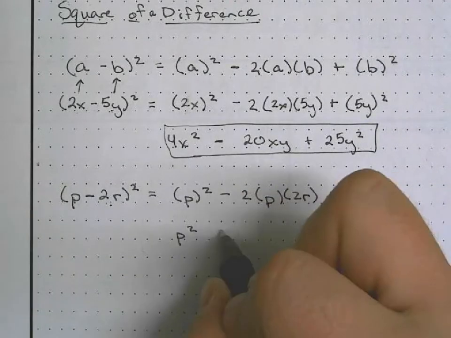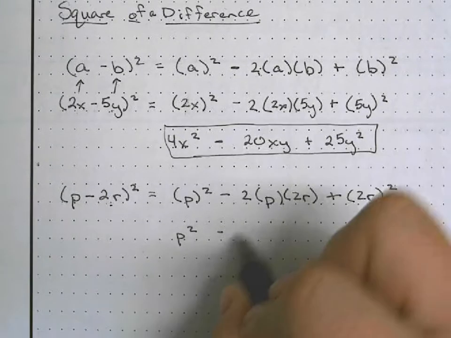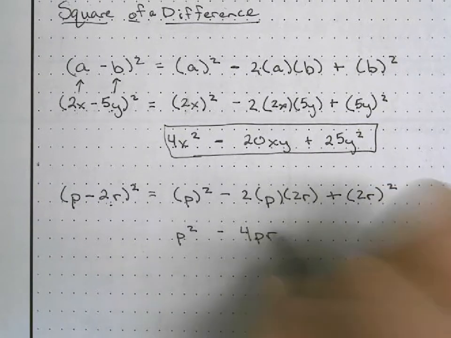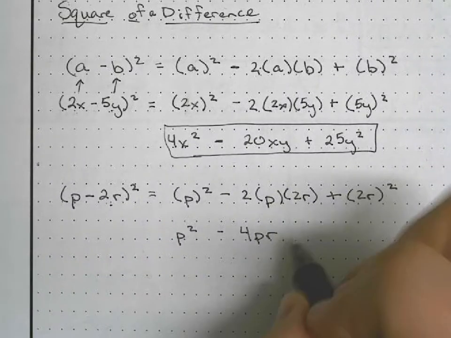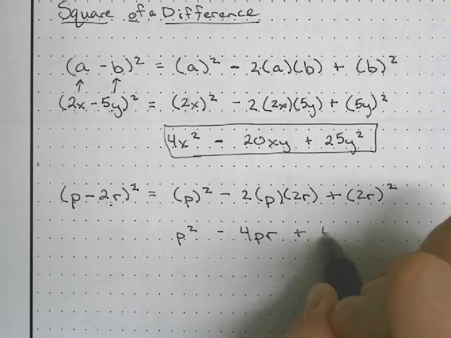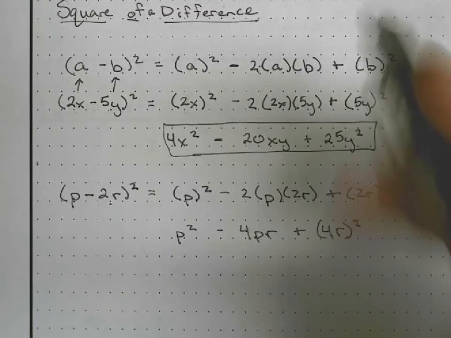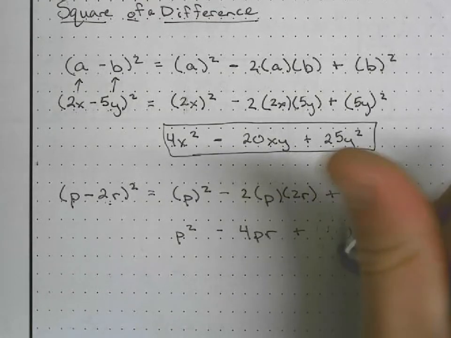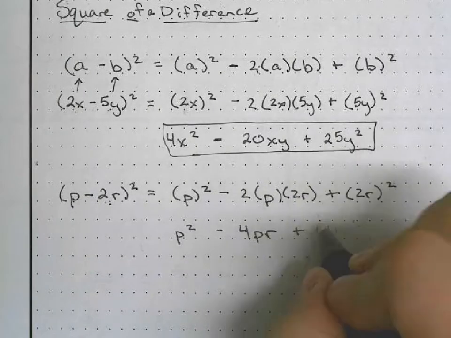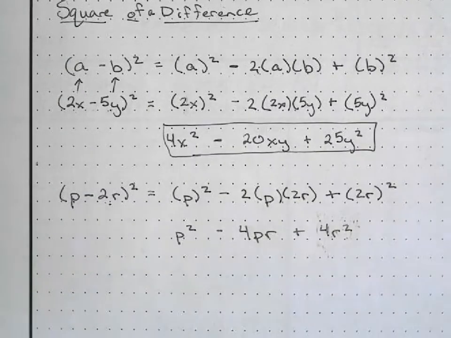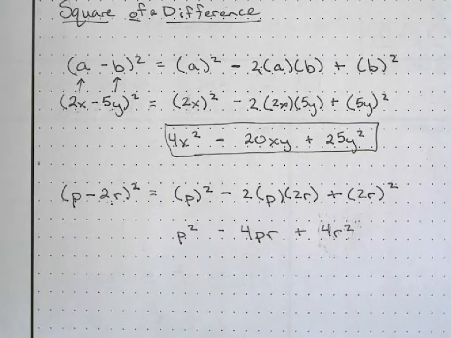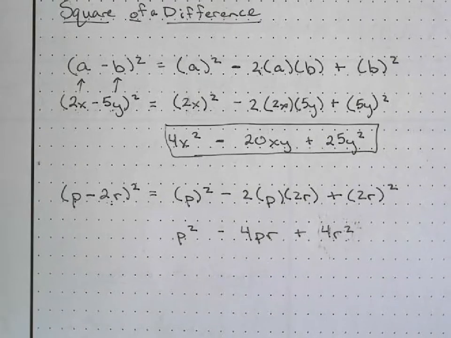Simplifying, we get p squared minus 2 times p times 2r would be 4pr plus 2r squared would be 4r squared. No parentheses. 4r squared. And that's how we can find the square of a difference.